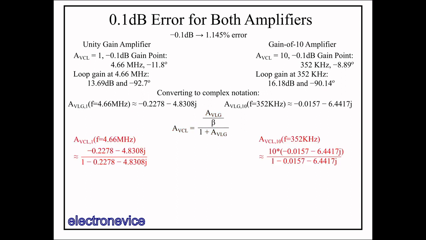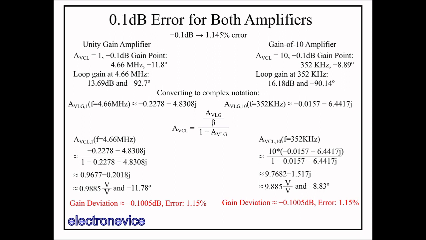So substituting in the complex loop gain values, simplifying and converting to gain and phase, we get a gain deviation of negative 0.1005 dB and an error of 1.15% for each amplifier, which is basically spot on to the gain deviation of negative 0.1 dB and 1.145% error we were expecting.